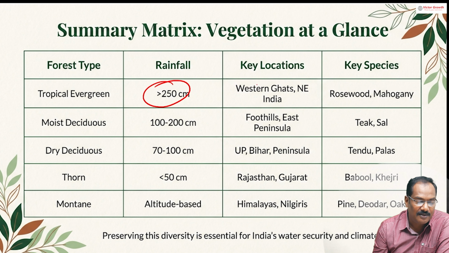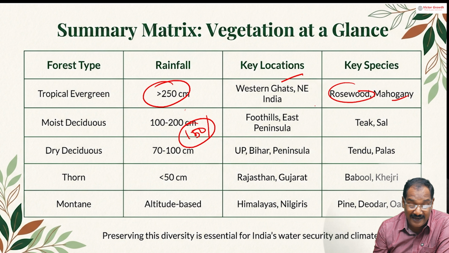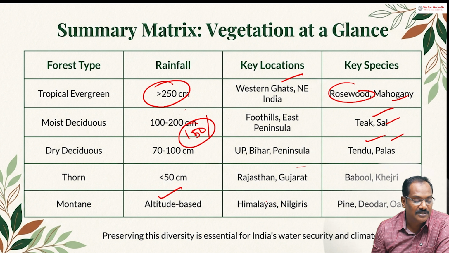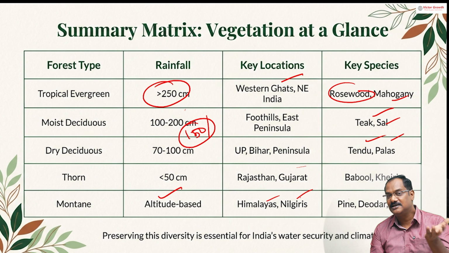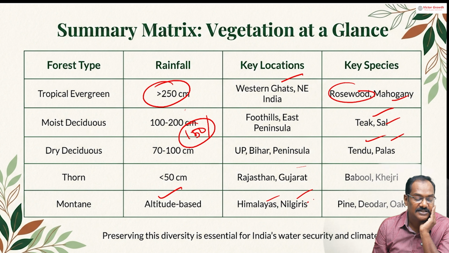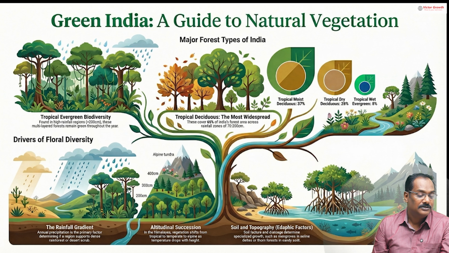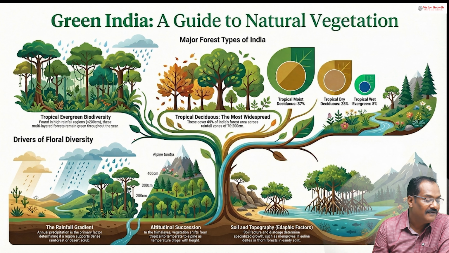Rainfall should be 250 and above: Western Ghats, Northeastern region, rosewood, mahogany. Then deciduous, I am combining that at 150 centimeter rainfall. It is found in the entire India: teak, sal, tendu, palash. Thorny, less than 50 centimeter: babul, kikar, cactus. Mountain forest, Himalaya as well as Nilgiris. Those examples you should know. In Nilgiris they are known by the name Sholas. So this is a summary, tropical evergreen forest.